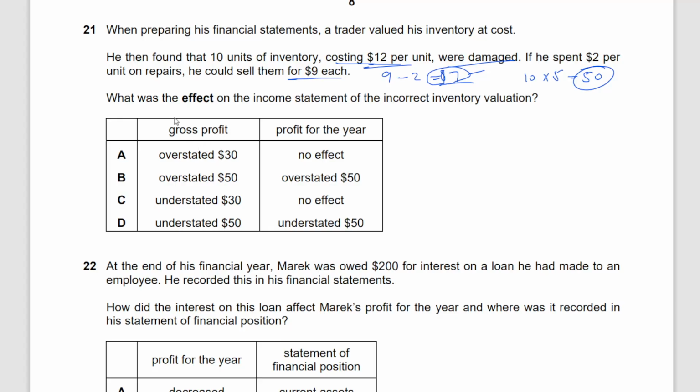Now let's see how that's going to affect. What was the effect on the income statement of the incorrect inventory valuation? Well, of course, gross profit is going to be overstated by 50. The reason is your closing inventory is overvalued. When closing inventory is overvalued, it is directly connected with profit. If closing inventory goes up, the gross profit goes up.